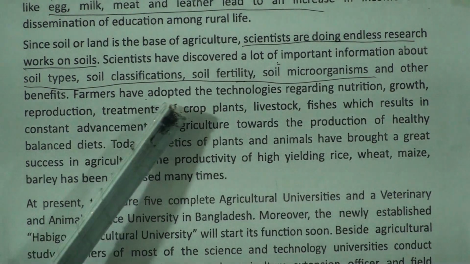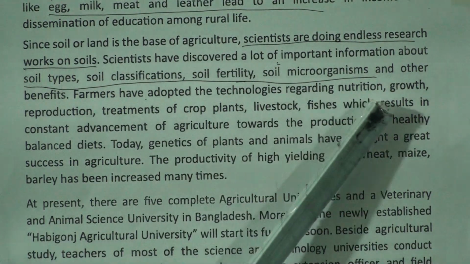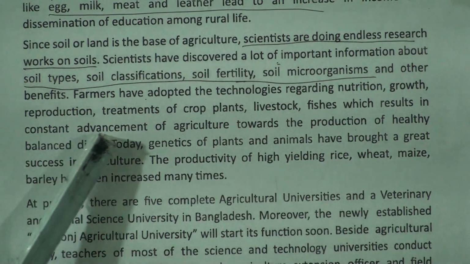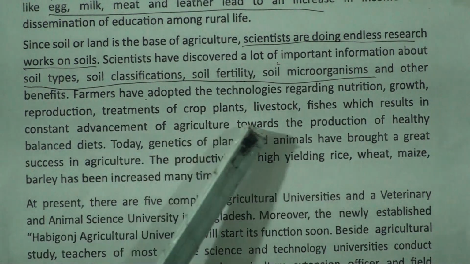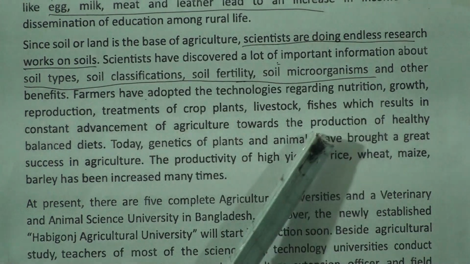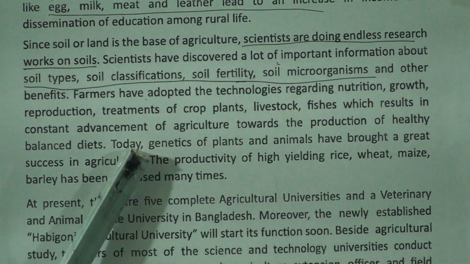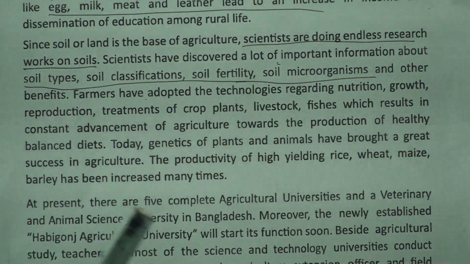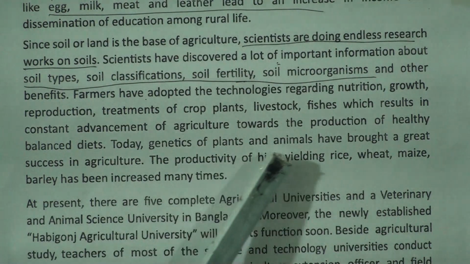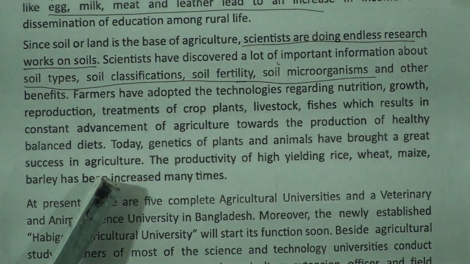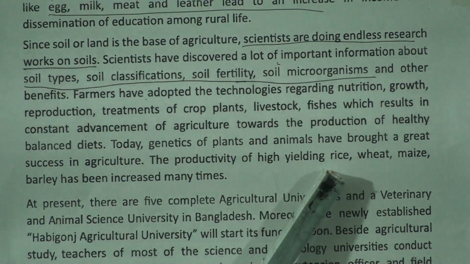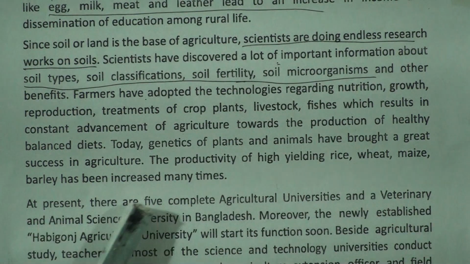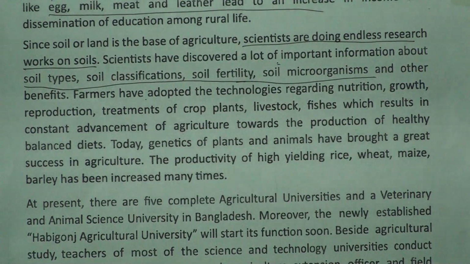And farmers have adopted technologies regarding nutrition, growth, reproduction, and treatments of crop plants, livestock and fishes, which results in constant advancement of agriculture towards the production of healthy, balanced diets. Today, the genetics of plants and animals have brought great success in agriculture. The productivity of high yielding rice, wheat, maize and barley has increased many times. So day by day we are developing.